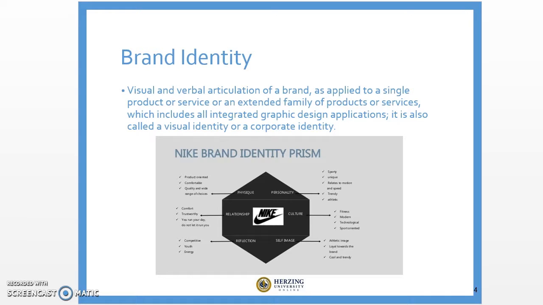We have the physique, the personality, the relationship, the culture, the reflection, the self-image. And within each one of those, they have little descriptors of each of the categories. For instance, physique has product-oriented, comfortable, quality, and wide range of choices. Those are some major keywords that all encompass what Nike is.